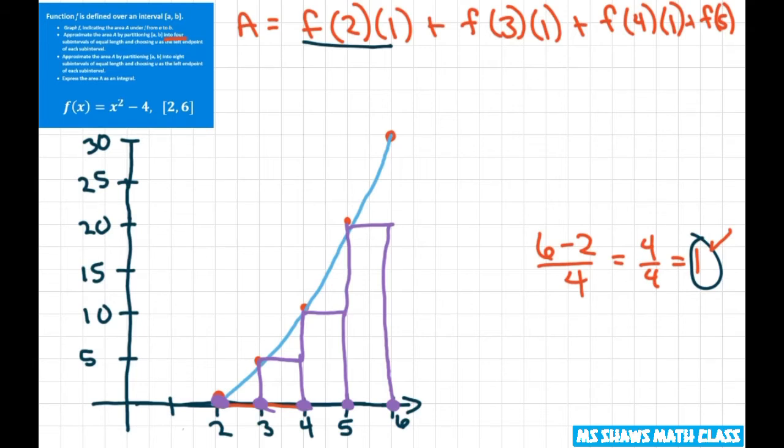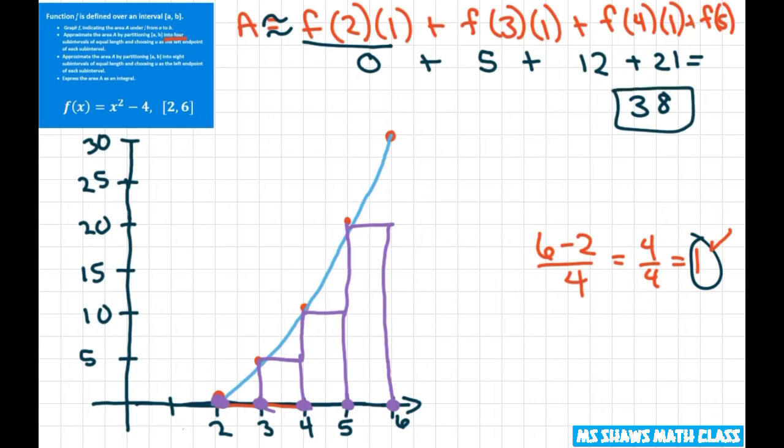So f of 2 is 0. Times 1 is just 0. f of 3 is 5 times 1 plus f of 4 is going to be 12. And then f of 5 is 21. You add this up, we get 38. So that's our approximate area.